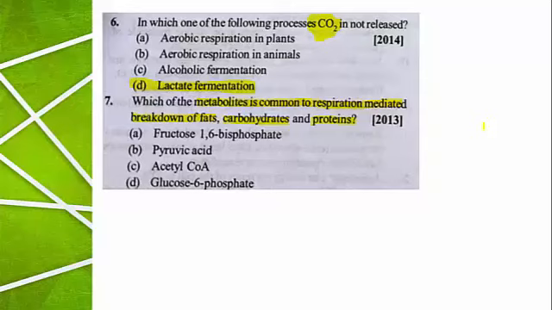What are the options? Fructose 1,6-biphosphate, pyruvic acid, acetyl CoA, glucose 6-phosphate. I will mark the answer and go for the explanation. The answer is acetyl coenzyme A. This is the common metabolite produced whether the fat molecules are broken down, carbohydrates are broken down or proteins are broken down. Then how is this answer correct?